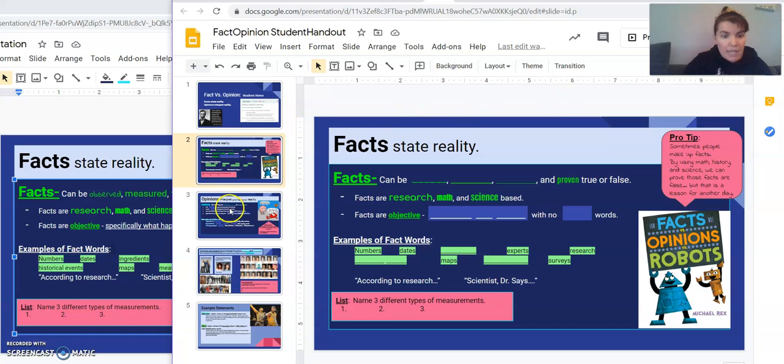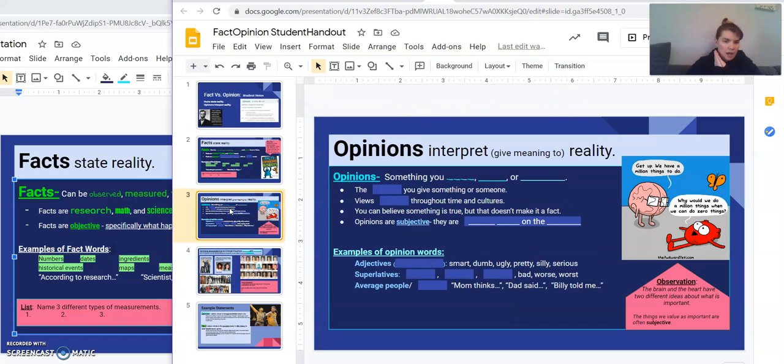So next page. Okay, so I'm going to stop here since we're going into opinions, and then we will continue opinions on the next video.